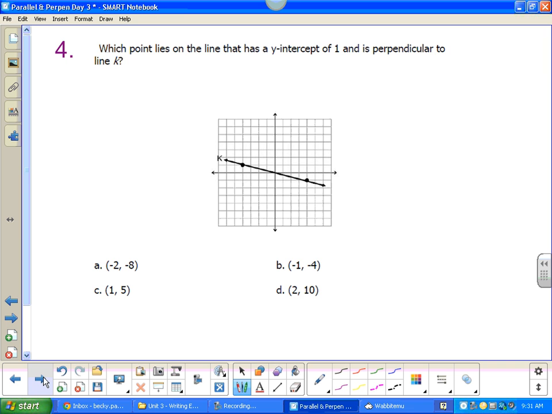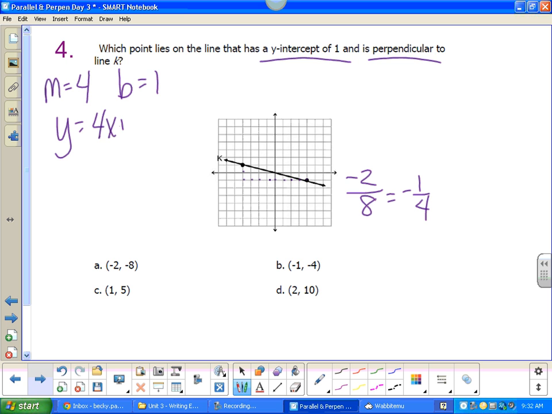Which point lies on the line that has a y-intercept of 1 and is perpendicular to the line k? All right, so if I'm perpendicular, let's find his slope. So he is down 1, 2, 3, 4, 5, 6, 7, 8, which is a negative 1/4. I want to be perpendicular to him, so my slope needs to be a positive 4. And I have a y-intercept of 1. Well, that's my b. So I need y equals 4x plus 1.